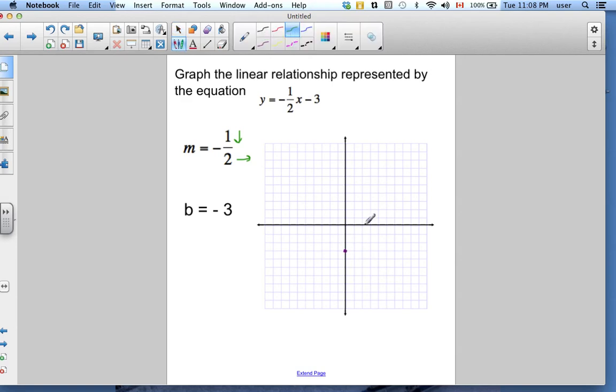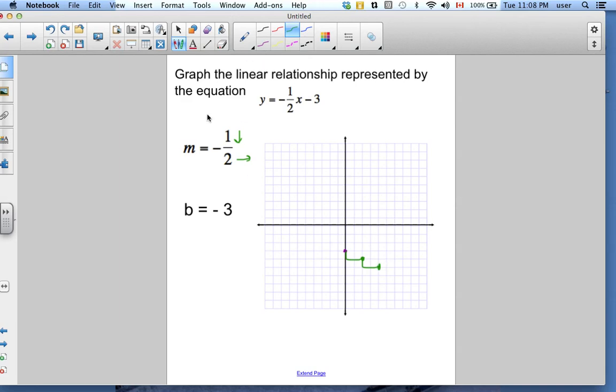So we plotted our y-intercept. Now we're going to look at our slope. We're going to travel down 1, right 2, and I want you to put a point right there. I'm going to put a point in green here, if you can see it. Then we're going to go down 1, right 2 again, and we're going to put a point right here.